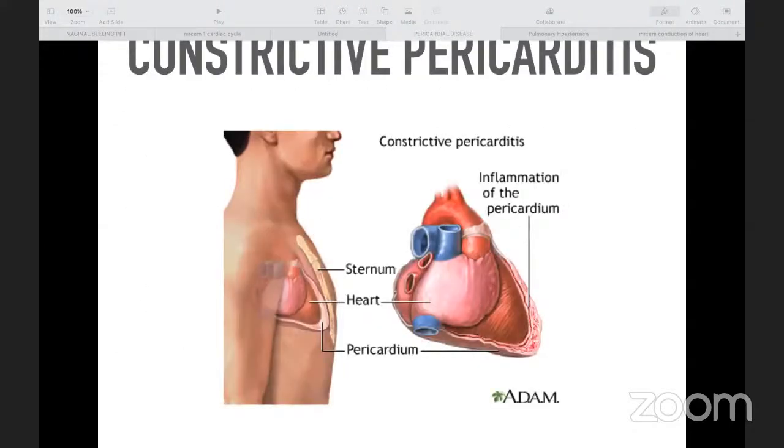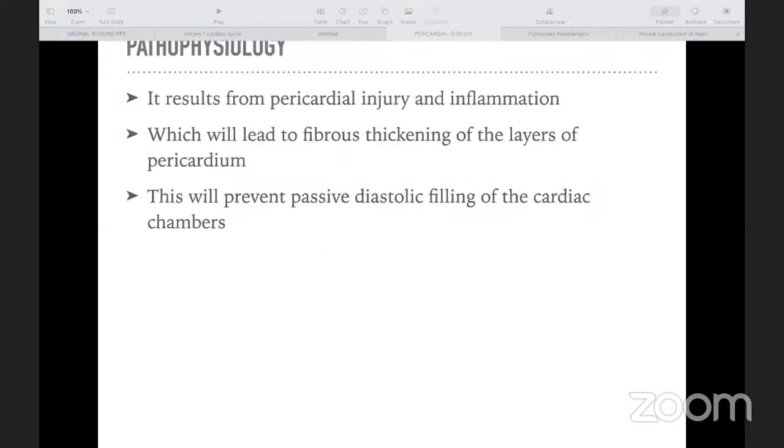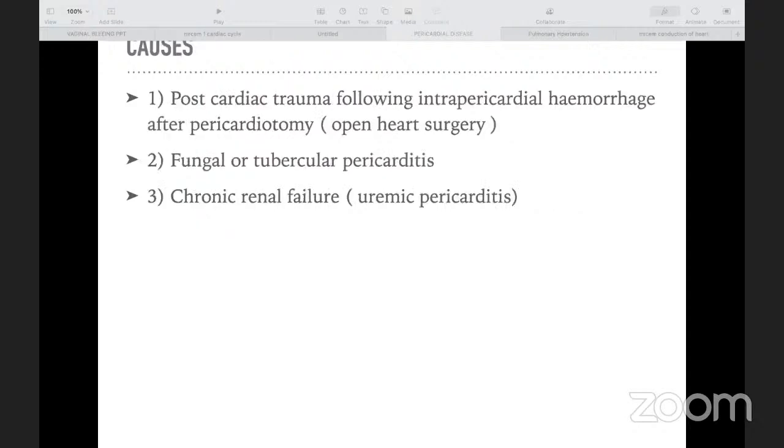Now, coming to constrictive pericarditis, as in the figure, we can see that it is due to the inflammation of the pericardium. It results from pericardial injury or inflammation, which leads to fibrous thickening of the layers of pericardium, and this will prevent passive diastolic filling of the cardiac chambers, leading again to the cardiac tamponade effect. The causes are post-cardiac trauma following intrapericardial hemorrhage after pericardiotomy in open heart surgery, or fungal or tubercular pericarditis, or chronic renal failure, again uremic pericarditis.